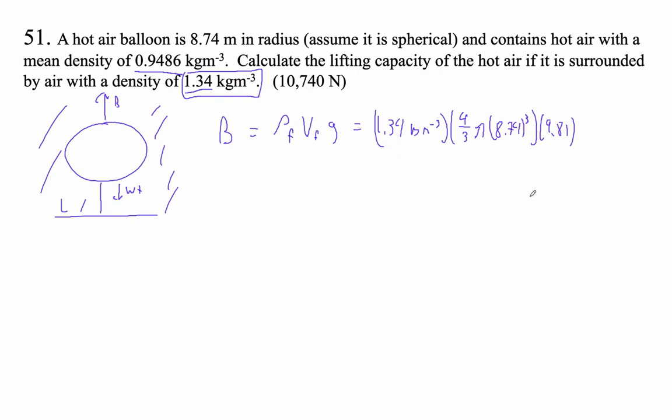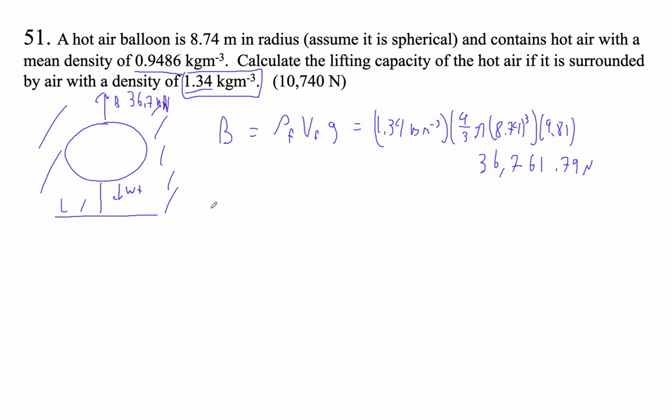All right, so 1.34 times 4 divided by 3 times pi times 8.74 raised to the third times 9.81. That's a lot of lifting force. So that is 36,761.79 newtons. That's this force, right? So this is roughly 36.7 kilonewtons, or 36.8 kilonewtons.